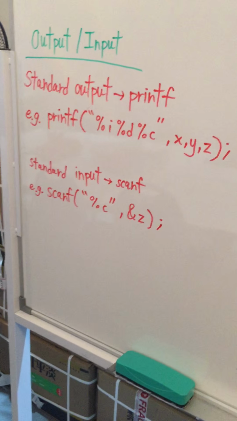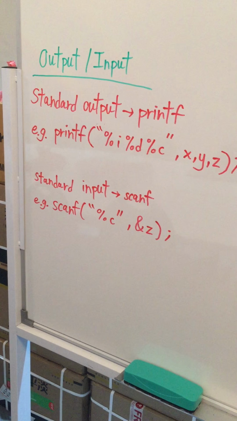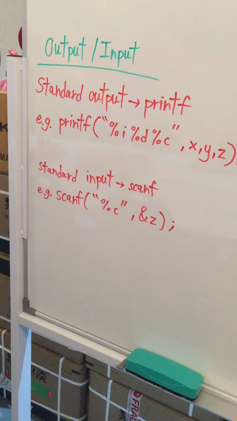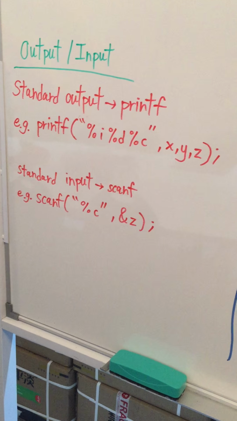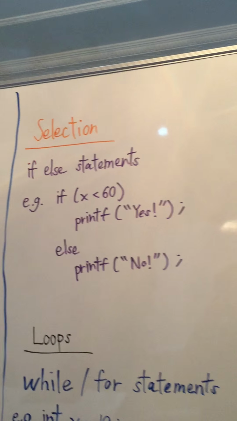A standard input would be scanf. Basically you're getting the user to input data via the keyboard into the program. You can use this for characters, and you can use this to get the user to put in any numbers. The third thing I'm going to talk about is selection.